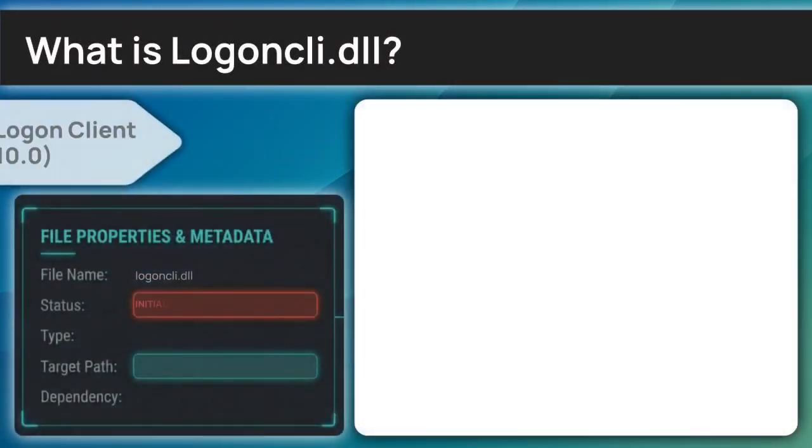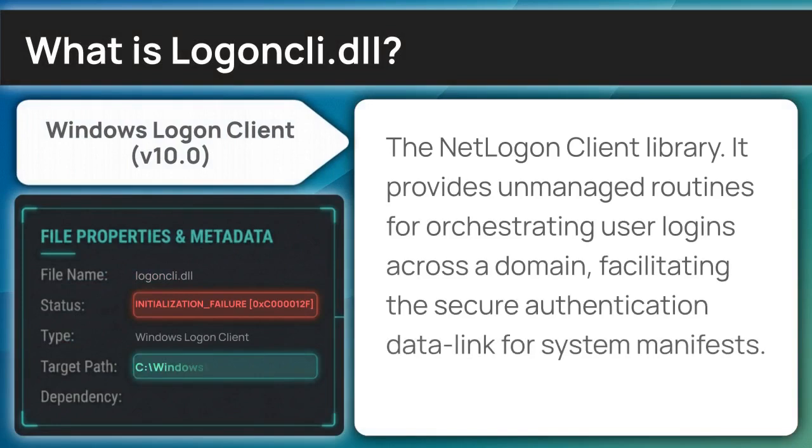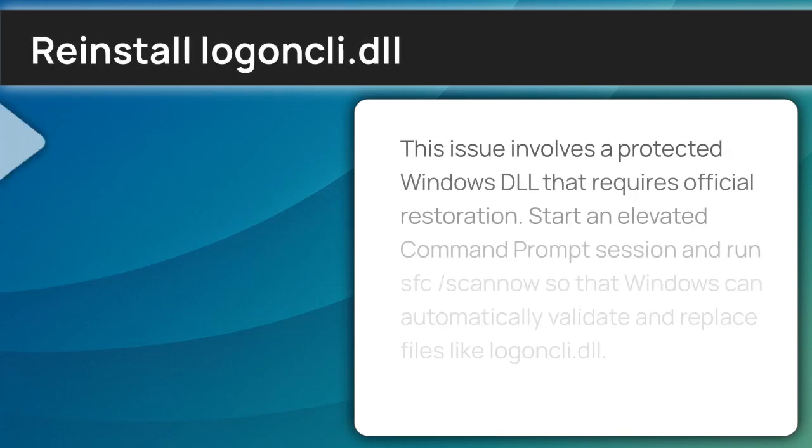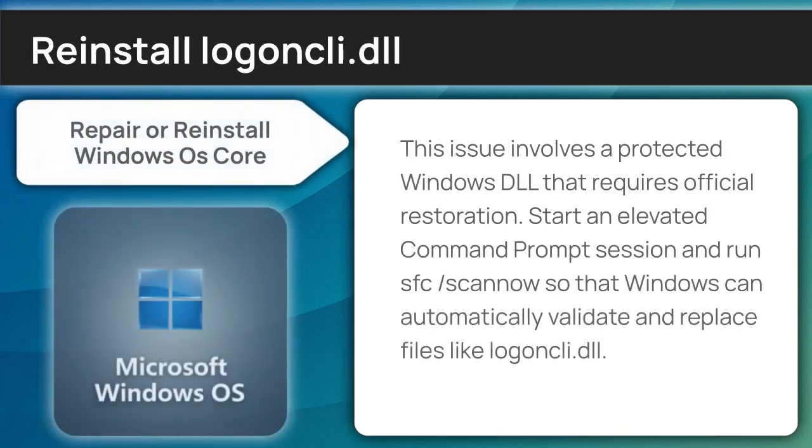This is the Logon Client, the NetLogon Client library. It provides unmanaged routines for orchestrating user logins across a domain, facilitating the secure authentication data link for system manifests. With that background out of the way, here is how we actually restore the missing component. This issue involves a protected Windows DLL that requires official restoration.